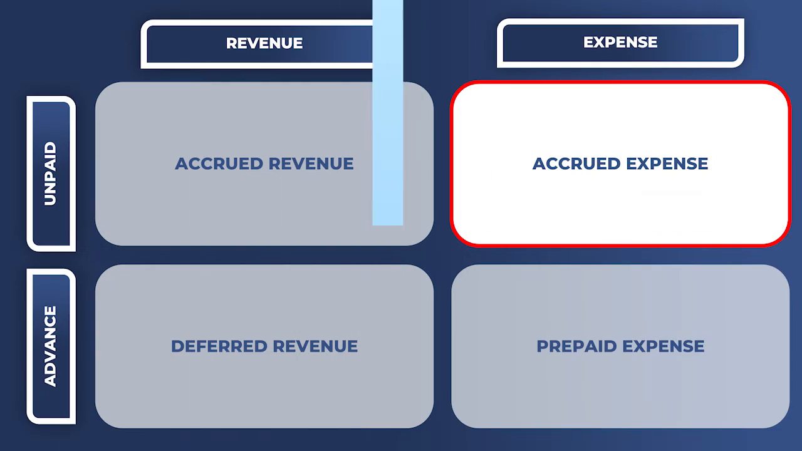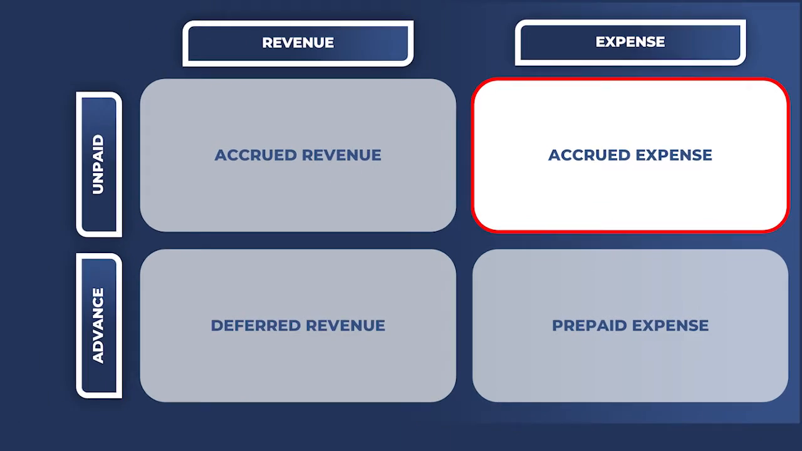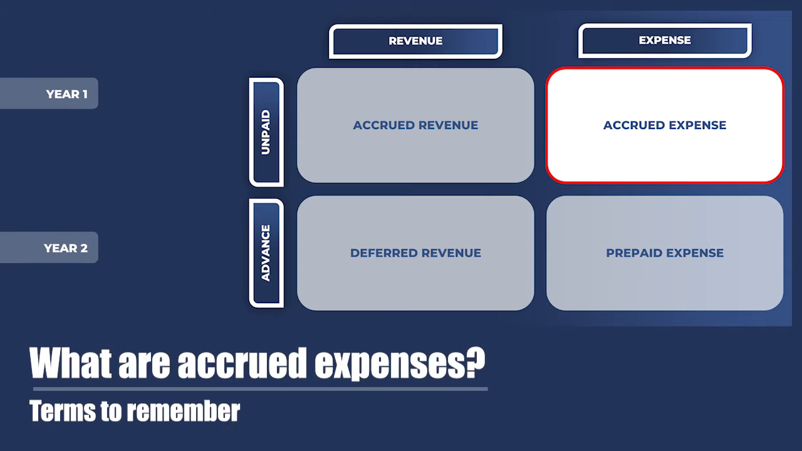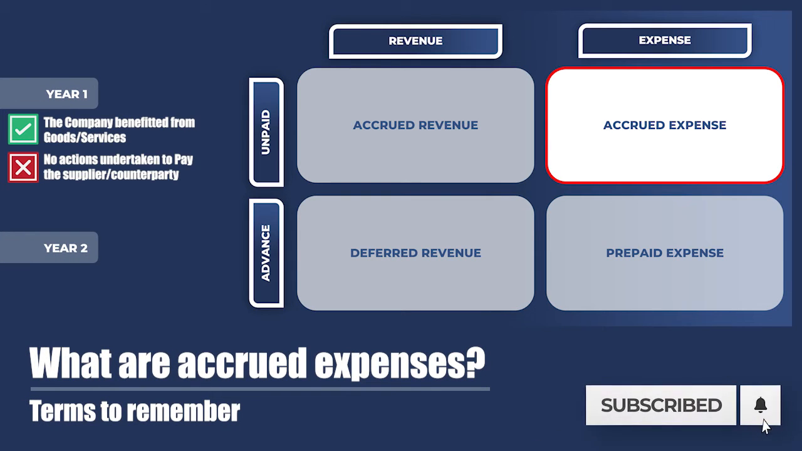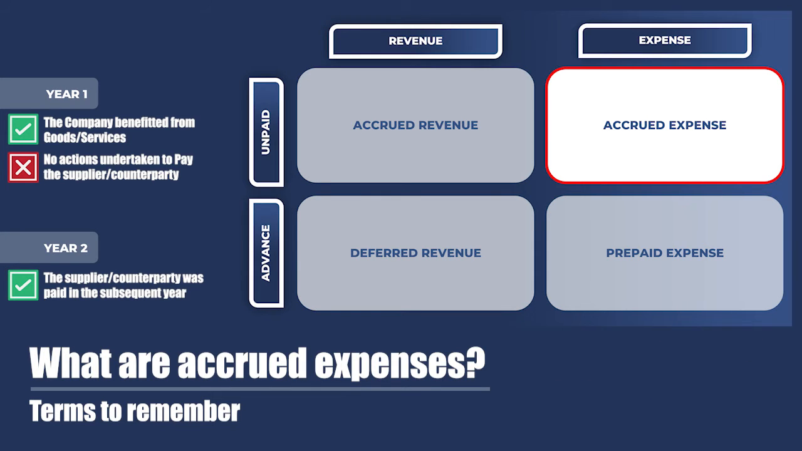Accrued expenses belong to the four types of adjusting entries under the accrual basis as previously discussed. They result from transactions wherein the company has used up a service or benefited from something, but the company has not yet made any actions to compensate or pay the service provider or the supplier.